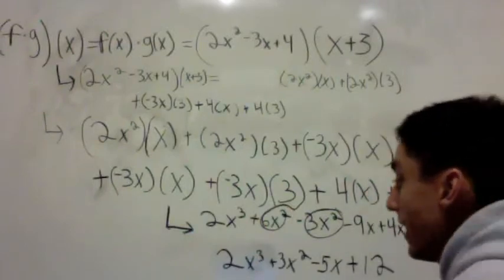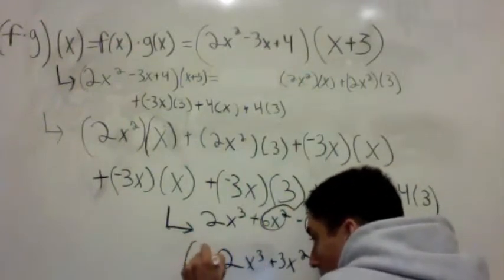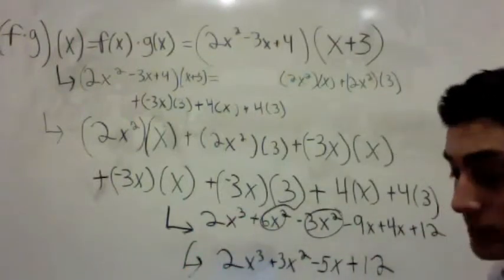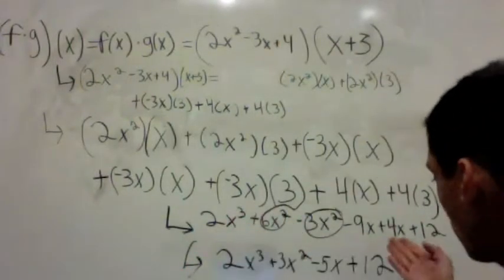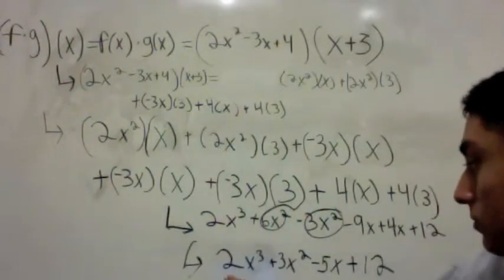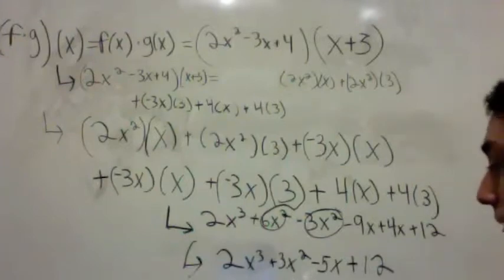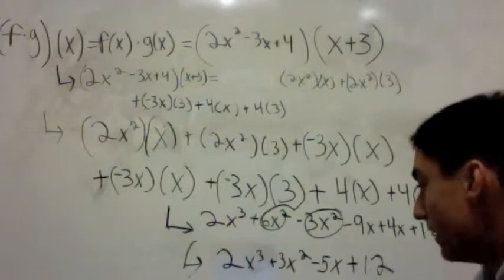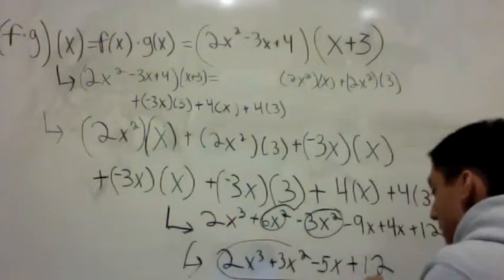And your last step is just putting them in the descending order of x's, which they should already be in. If they're not, you must do it. And it will turn out to be 2x to the third plus 3x squared minus 5x plus 12. And that is your final answer.